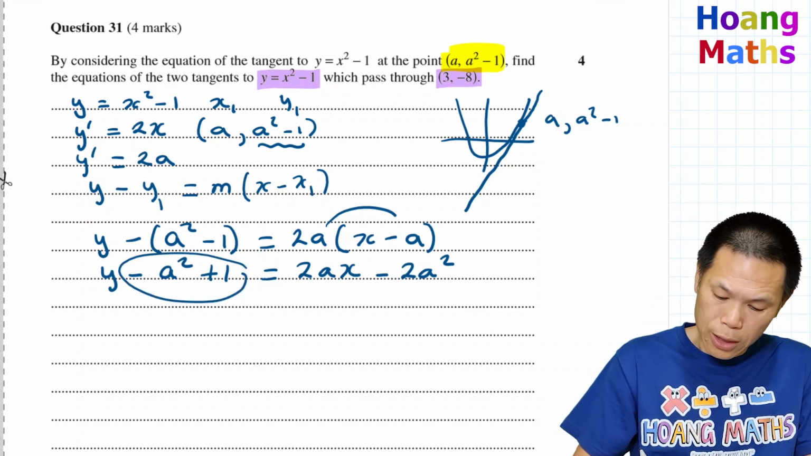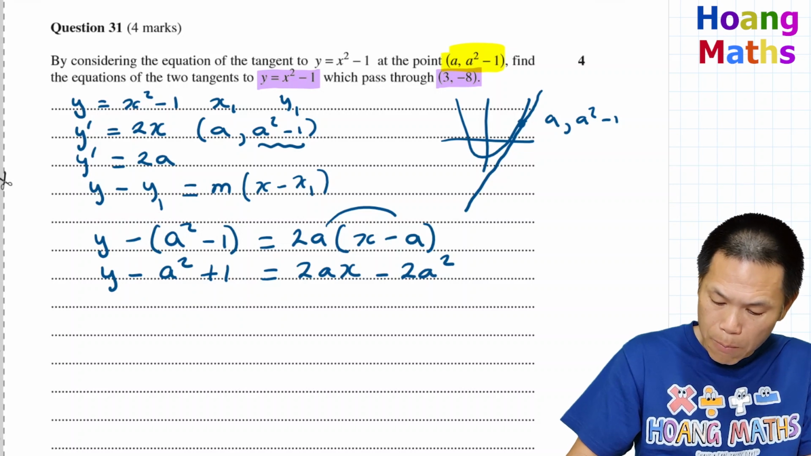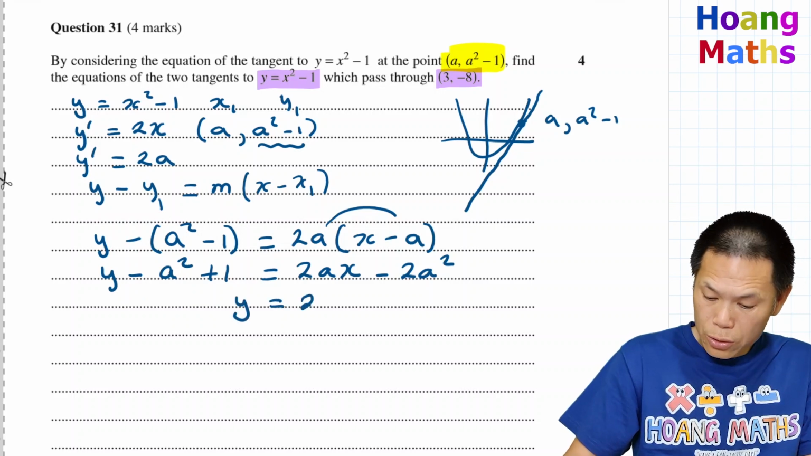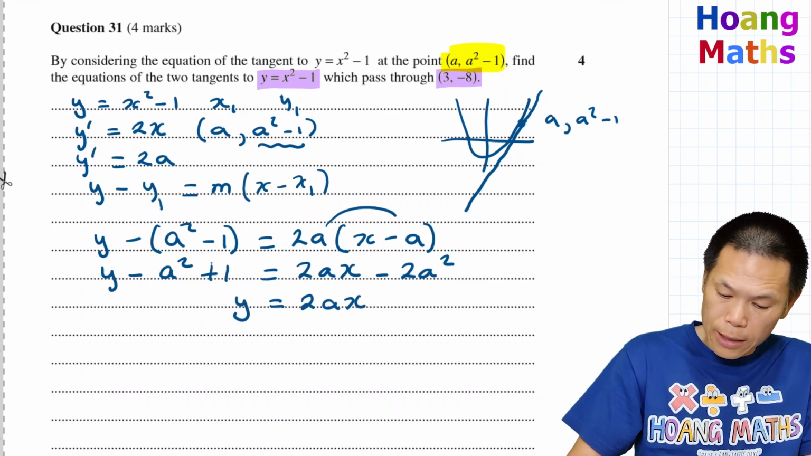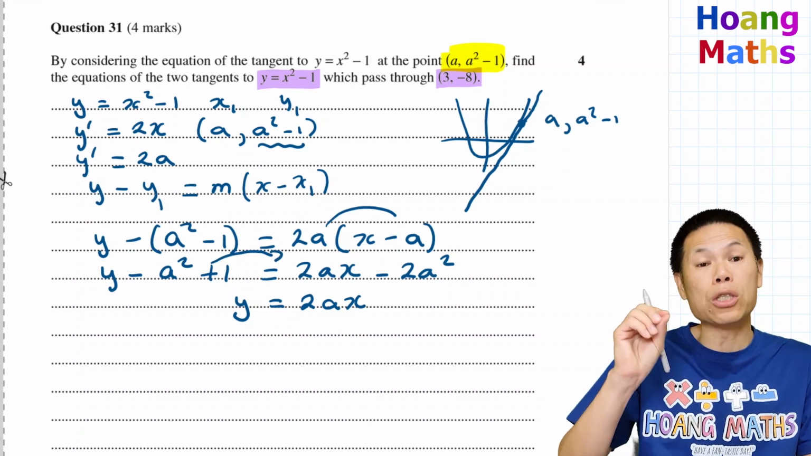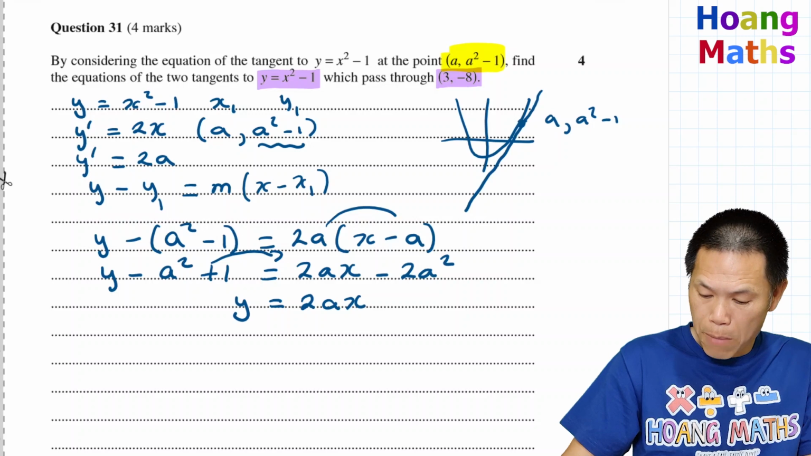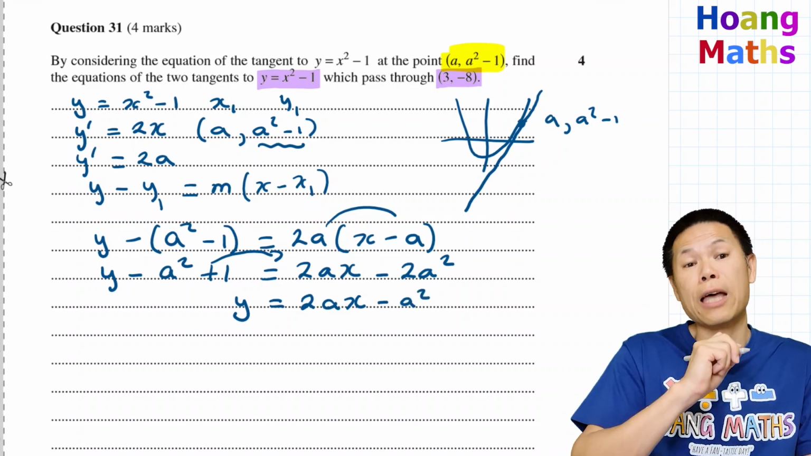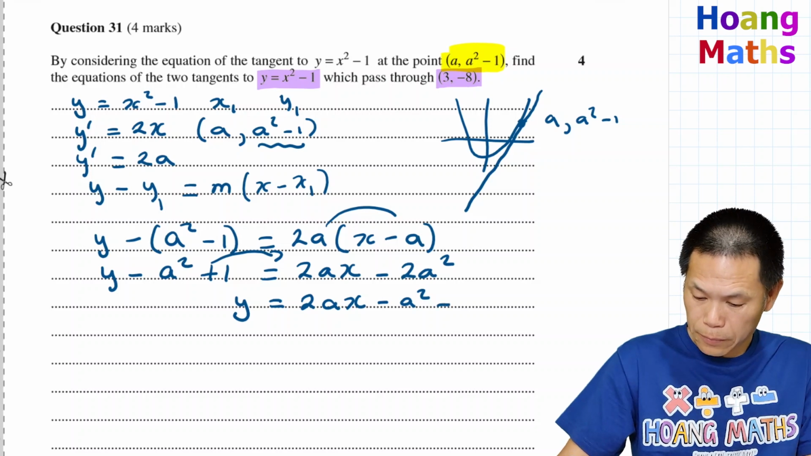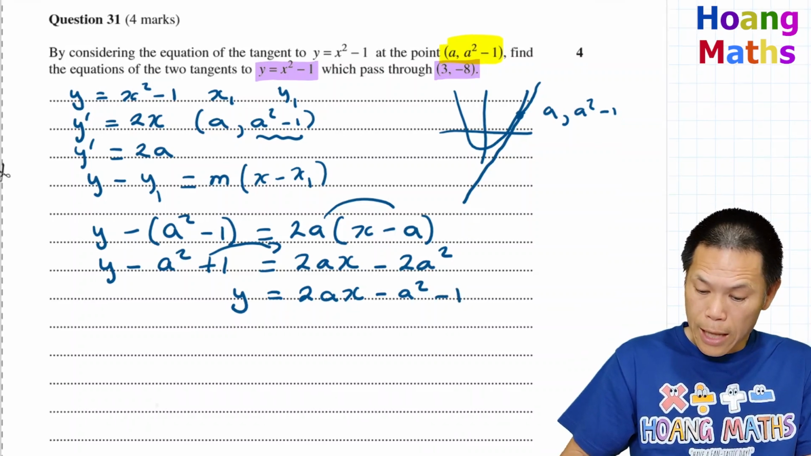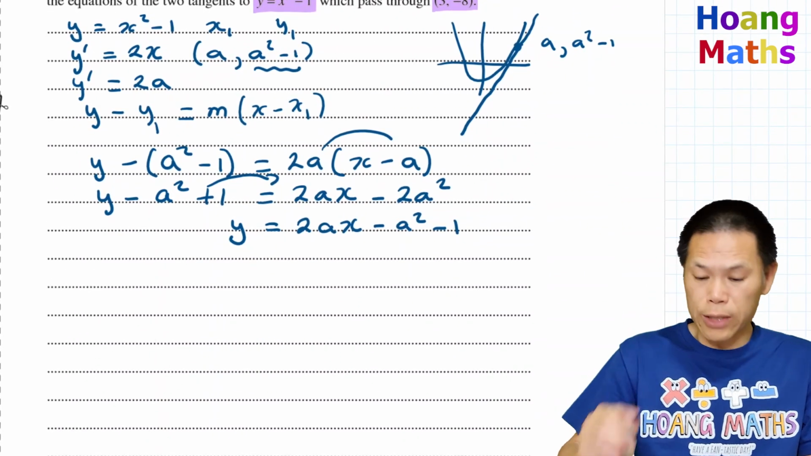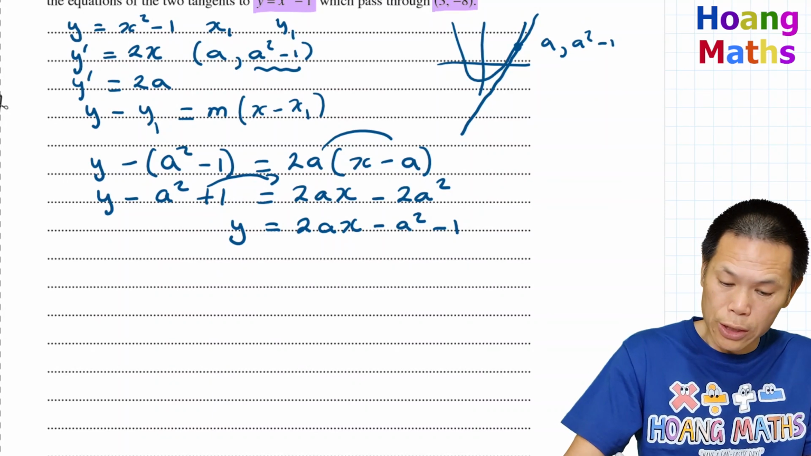Okay, so let me just clear this first. So this becomes y equal 2ax, and the negative a squared on this side becomes positive. So minus 2a squared plus a squared becomes minus a squared. And positive 1 moved on that side becomes minus 1. So there you go. That's the equation of the tangent. Okay, so this equation here.